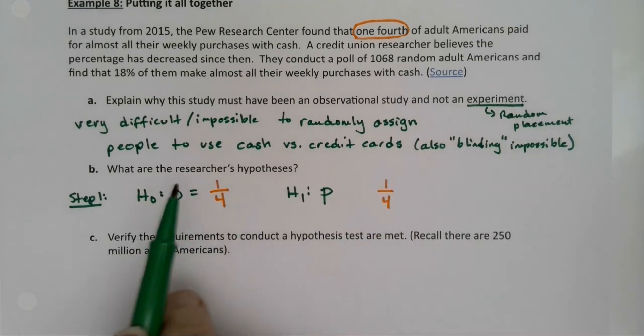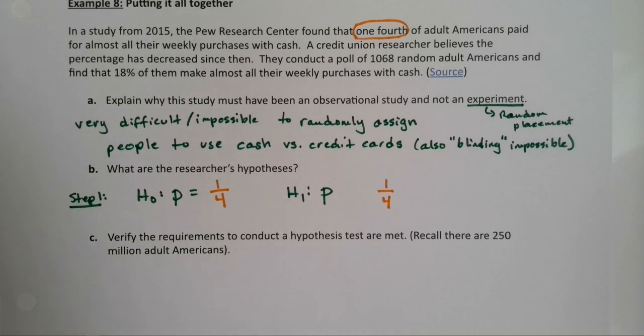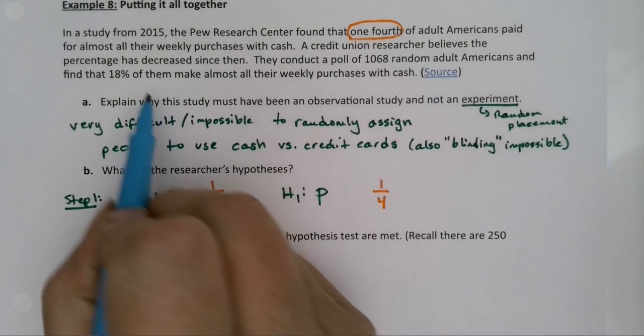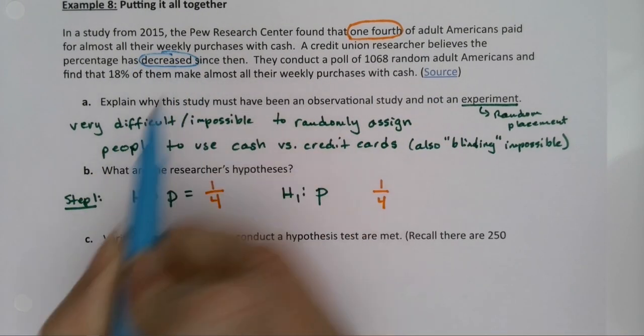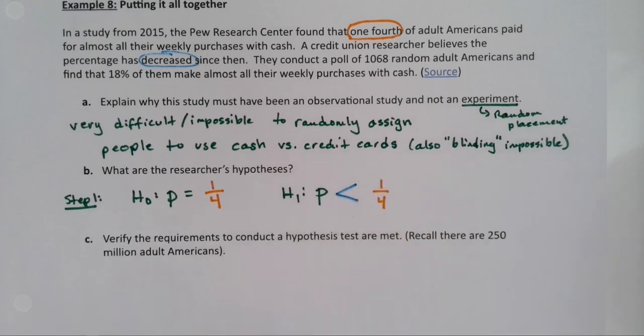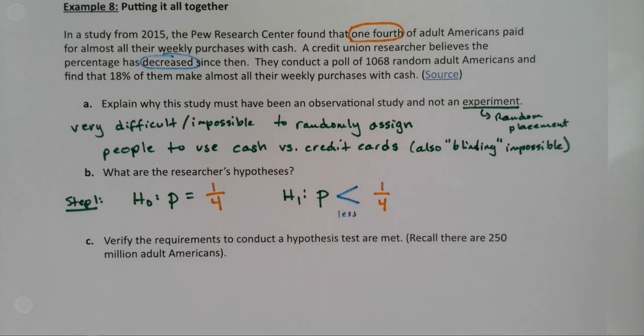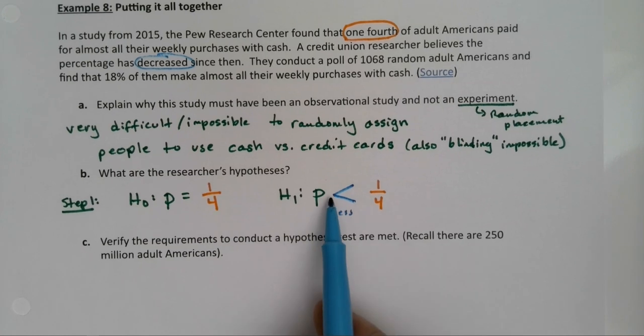And then the credit union researcher believes that the value has decreased since then. So that word right there, that's decreased. That's less than, right? So lower. Again, you don't have to write the word less. I'm just reminding you that that's what that direction means. If the pointy end is on the left, that's a less than.